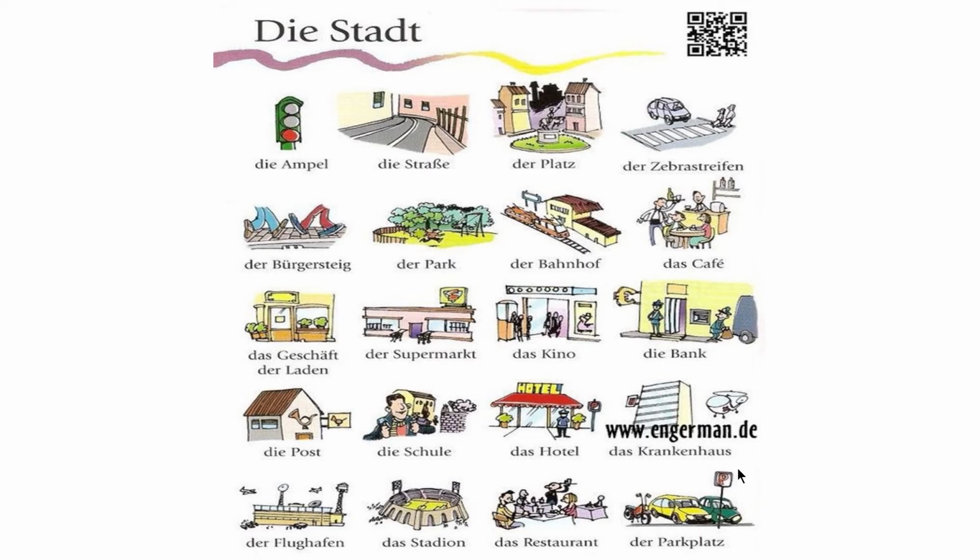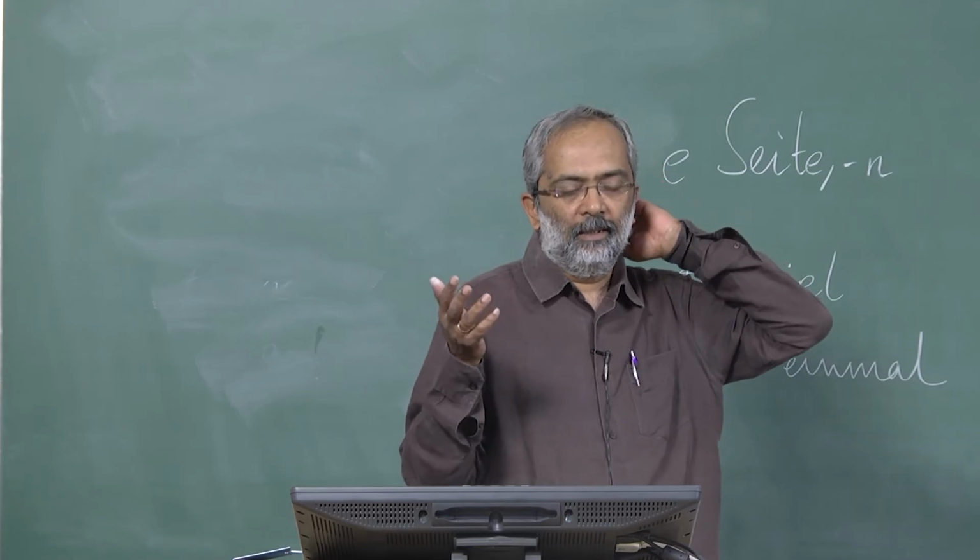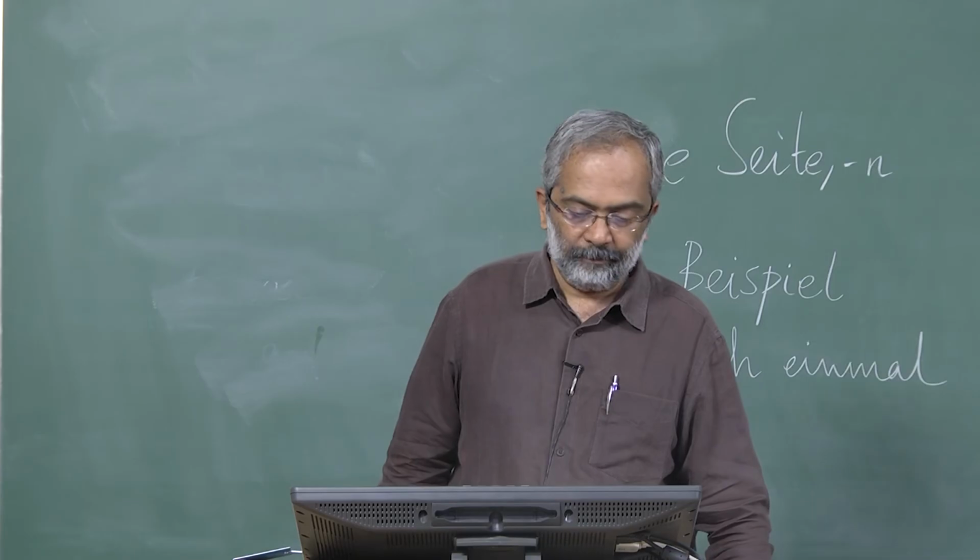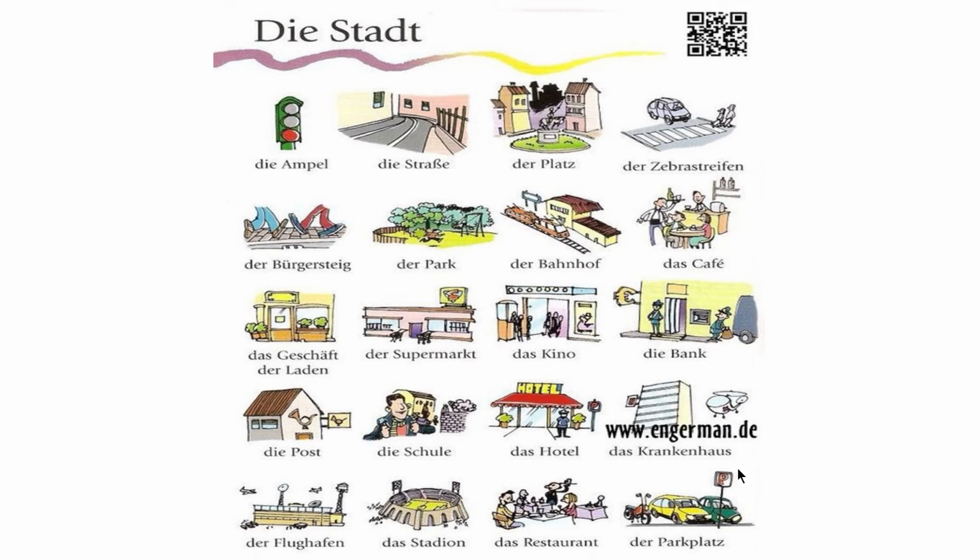das Krankenhaus, hospital. Krank in German is sick, K-R-A-N-K, krank. Krankenhaus is a hospital. Der Flughafen, das Stadion, das Restaurant, der Parkplatz. Okay? Basically, there are a lot of words that you can easily recognize because the sounds are similar, the origins are common, etc. So, die Ampel, die Straße, der Platz, der Zebrastreifen, der Bürgersteig, der Park, der Bahnhof, das Café, das Geschäft oder der Laden, der Supermarkt, das Kino, die Bank, die Post, die Schule, das Hotel, das Krankenhaus, der Flughafen, das Stadion, das Restaurant, der Parkplatz.